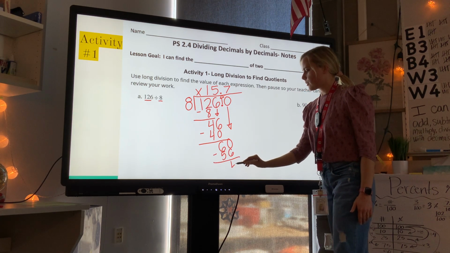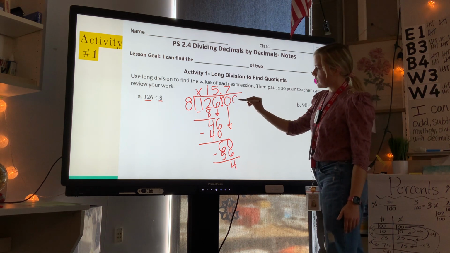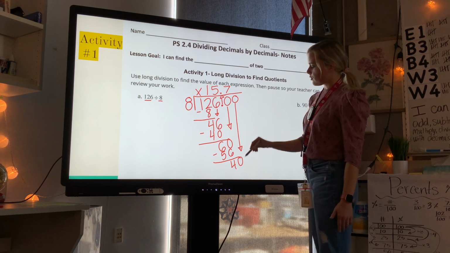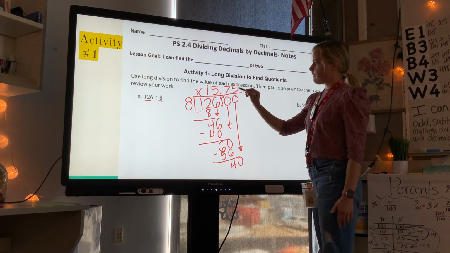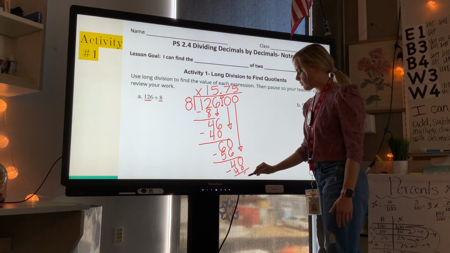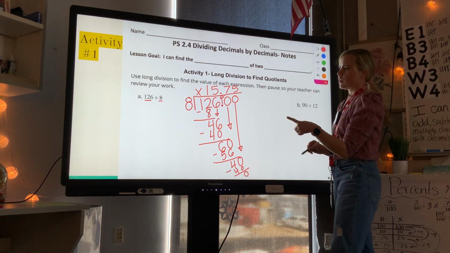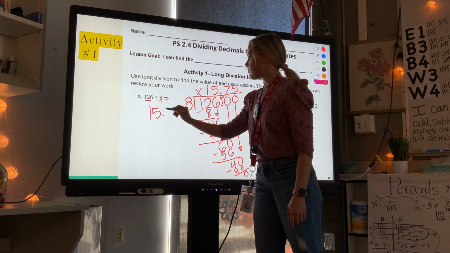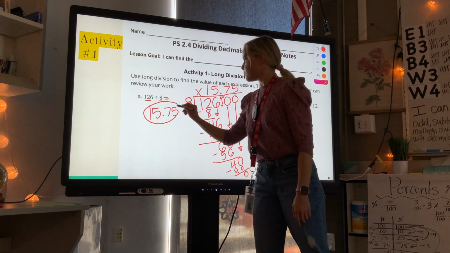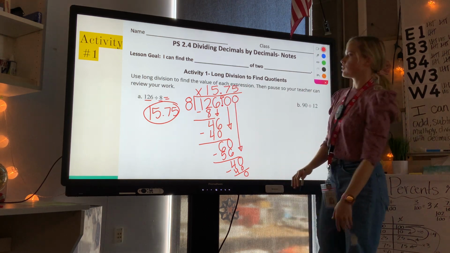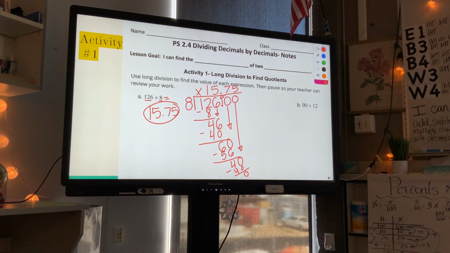Subtract and I get 4. Then I bring down another zero. 8 goes into 40 5 times. 5 times 8 is 40. Now when I subtract, I have 0 left over and I've used all my digits. So my quotient, or my answer, is 15.75. And it's important that we keep our numbers in columns so we can put the decimal in the right spot. 15.75 is the first one.